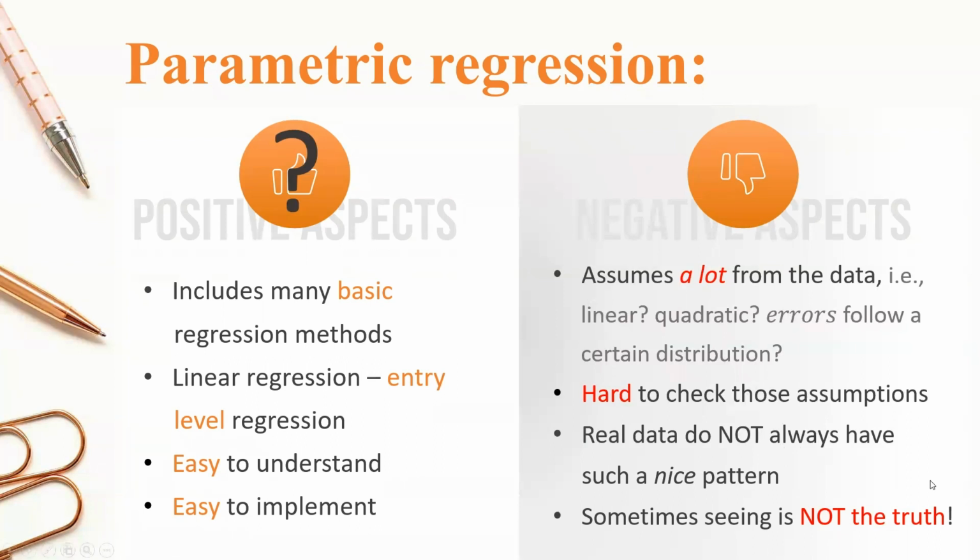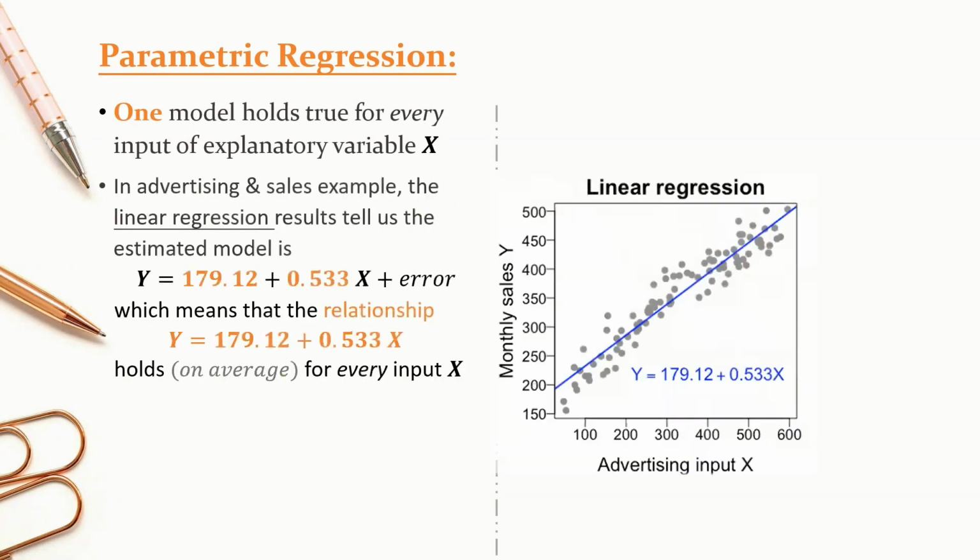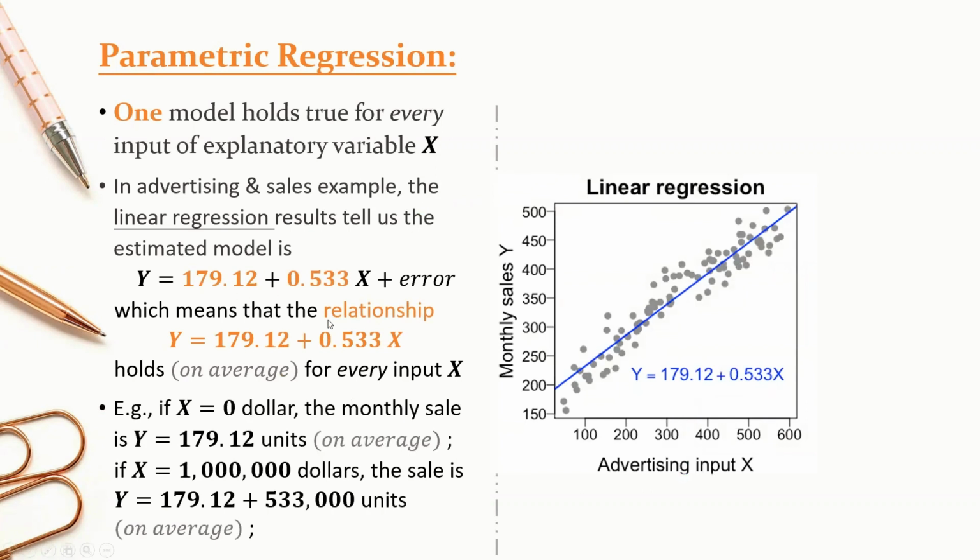Then let's see how nonparametric regression avoids making too many assumptions through a comparison of the key ideas of these two kinds of regression. Okay, so first, in parametric regression, as mentioned, it assumes that one model holds true for every possible value of its explanatory variable X. Okay, so what does it mean? Recall the linear regression result we got in the marketing example. This kind of linear relationship holds true for either $0 advertising input or $1 million advertising input.